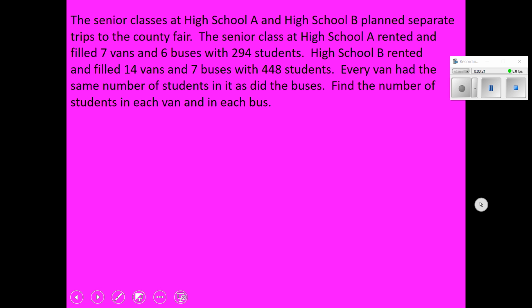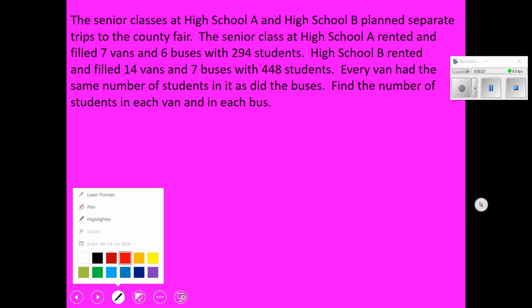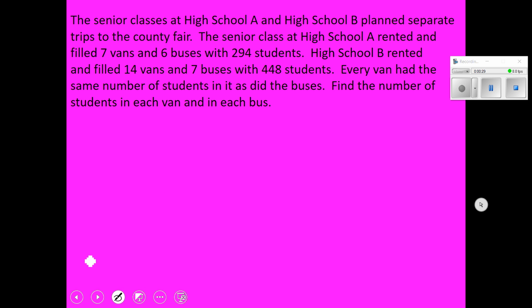So let's label this example 1. And I'll tell you, if you're listening to me, you don't necessarily have to write every word down here, because I know what you're thinking. Man, I got to copy all this down. You don't have to. You can paraphrase. So this is going to be example 1. All right, so let's read it.